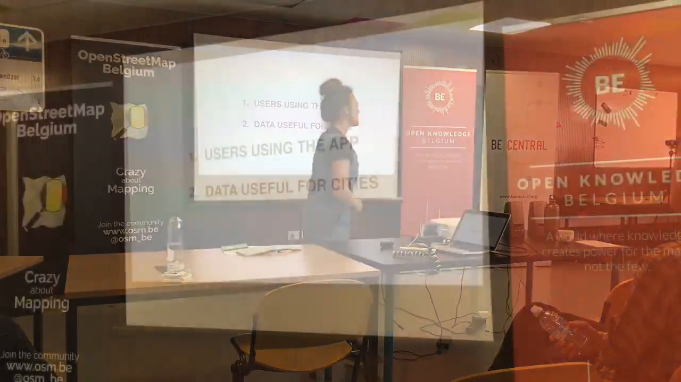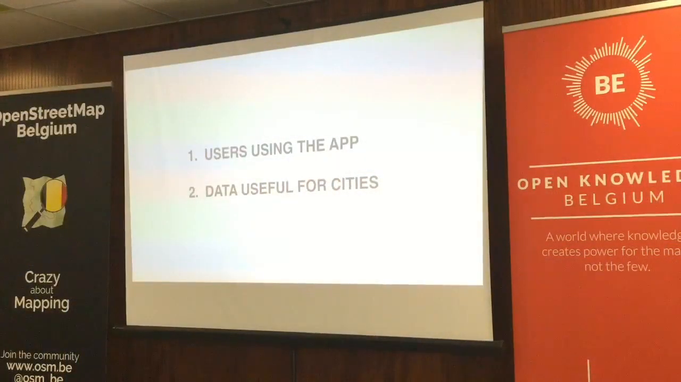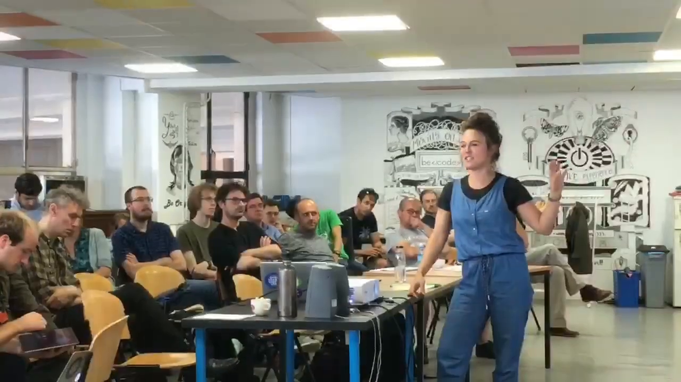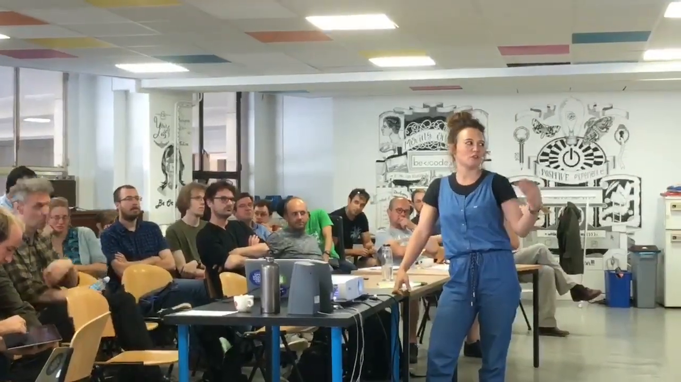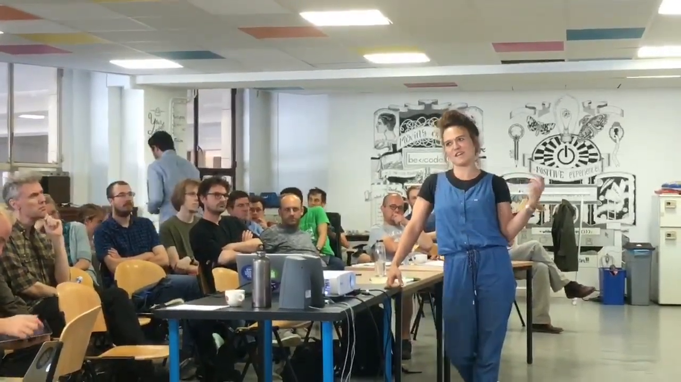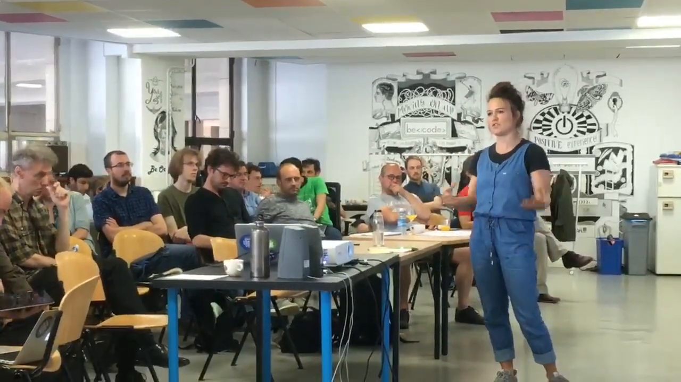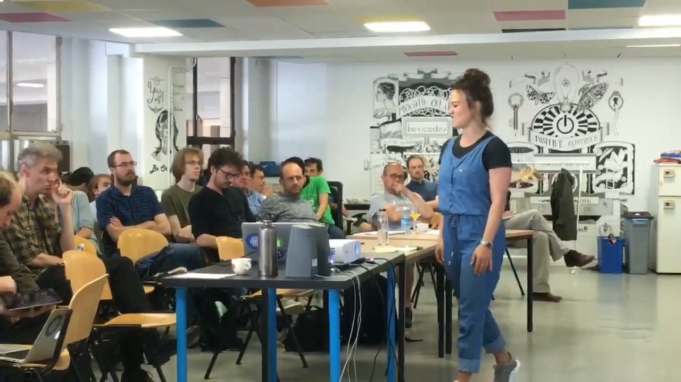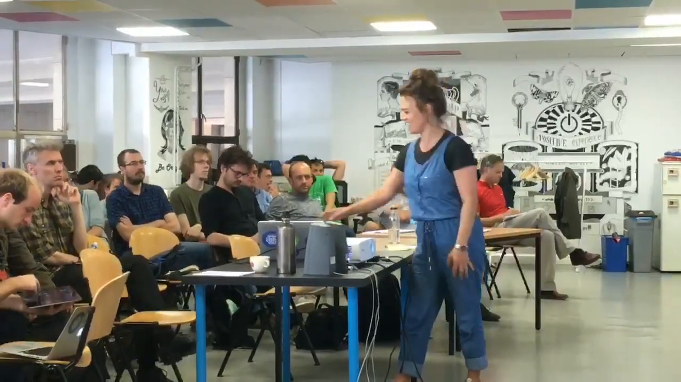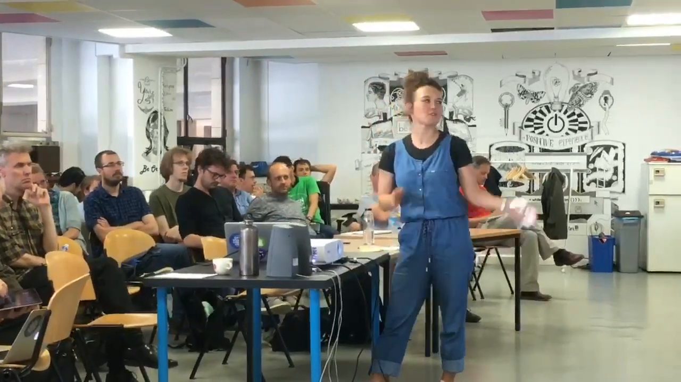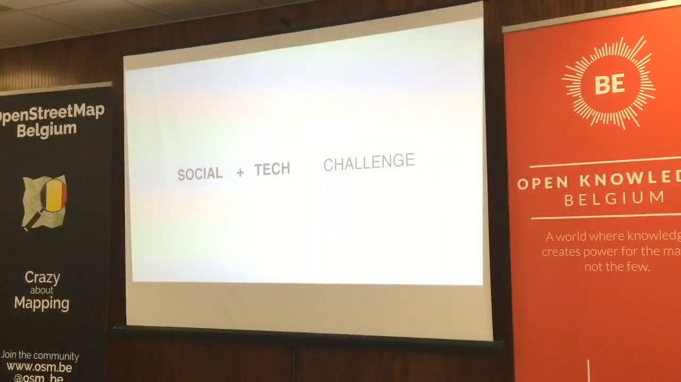So what I really want to make a point of here is that there's a lot that technology can do, but there's a lot more that you need in order to pull off a successful bicycle tracking or bike app. One is you need users using the app. And if you want to have a business model around selling or making the data useful to cities, you also need someone actually walking around, talking to all these cities, and they don't necessarily throw money at you, I can tell you that. So there's the social part, and there's a tech part to that challenge.